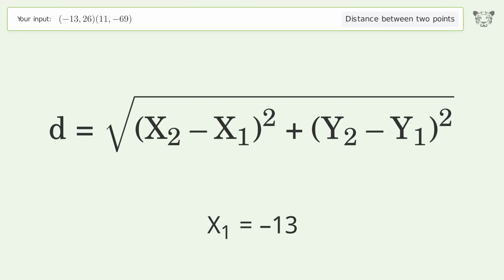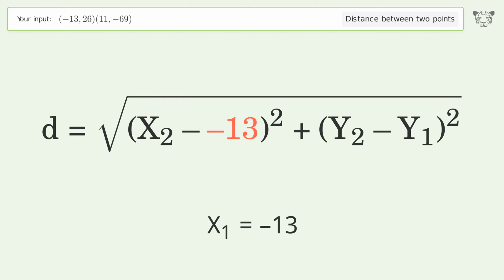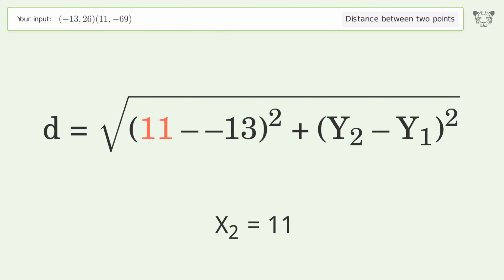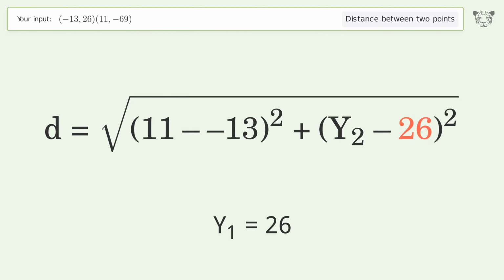x1 equals -13. x2 equals 11. y1 equals 26. y2 equals -69.